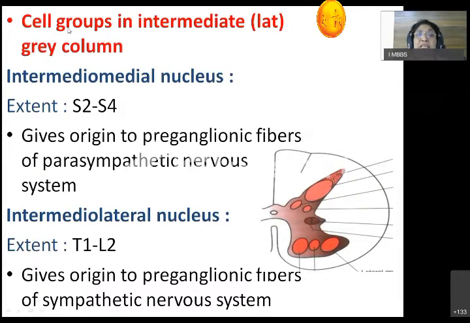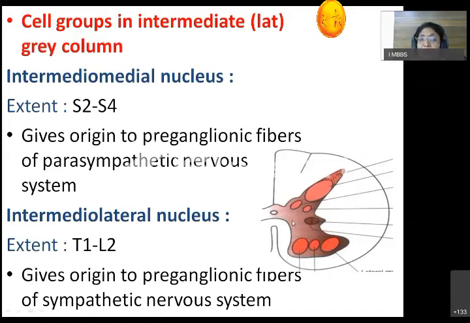Then coming to the cell groups which are present in the intermediate gray column. There are two cell groups. One is intermediomedial and the other is intermediolateral. This intermediomedial group extends from S2 to S4 segments of the spinal cord, and it gives origin to preganglionic fibers of the parasympathetic nervous system. That's why we say that parasympathetics have sacral outflow.